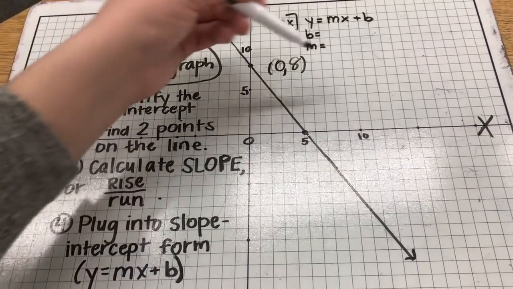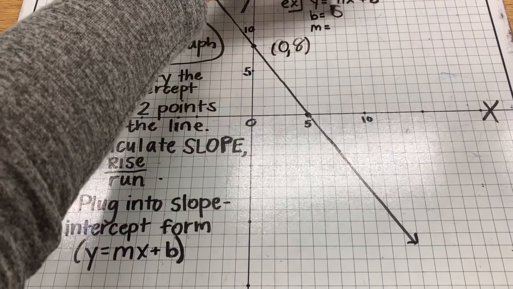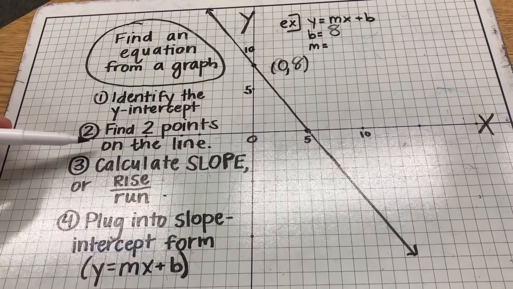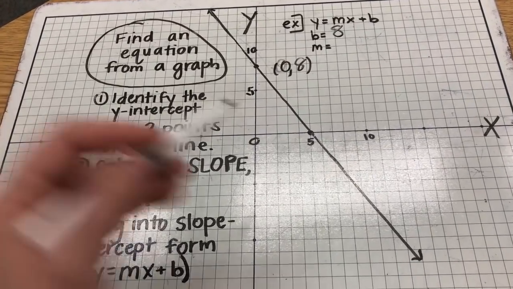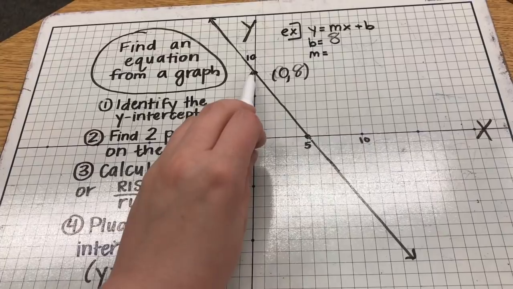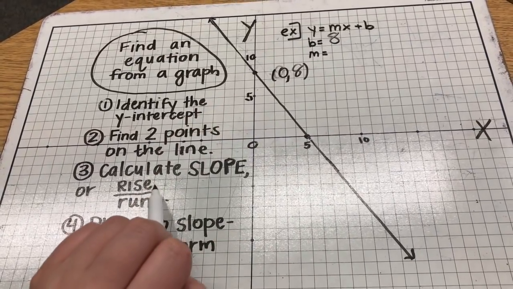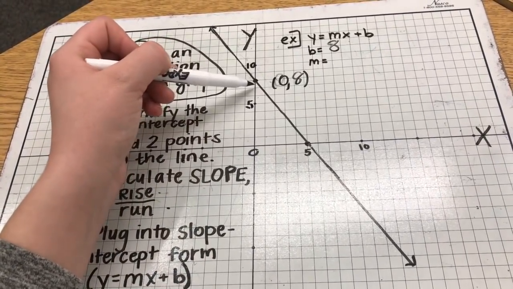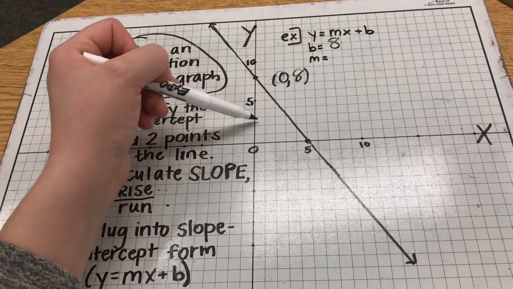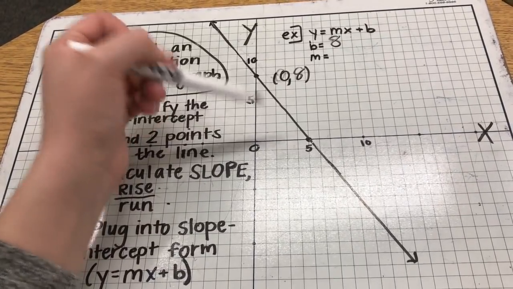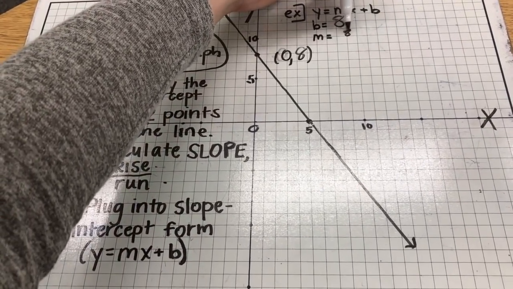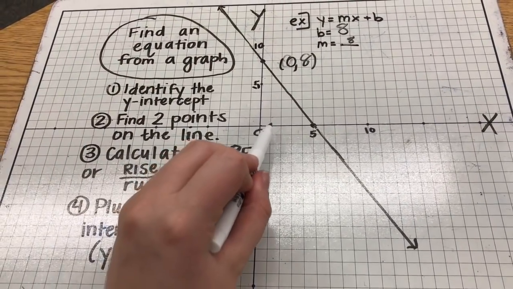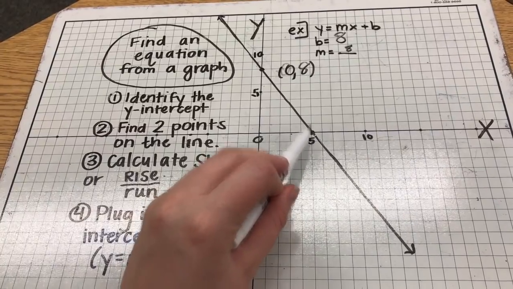Now I know that b equals 8. Now to find our slope, we need 2 points on the line to calculate rise over run. I'm going to use this point and this point. My rise, my numerator, my y change is 1, 2, 3, 4, 5, 6, 7, 8, over my run, or my x change, which is 1, 2, 3, 4, 5.